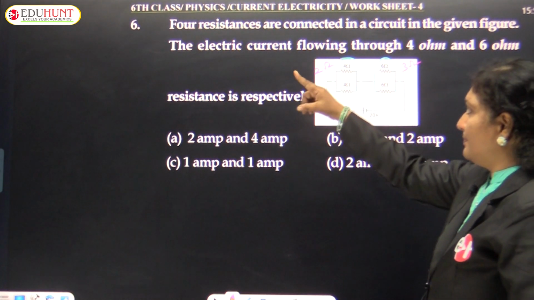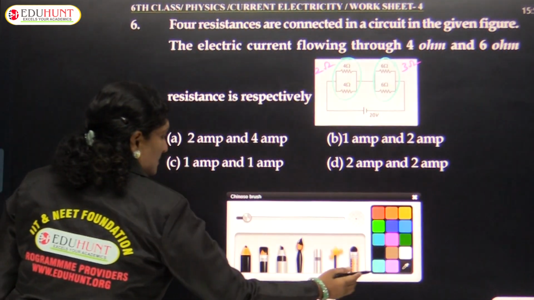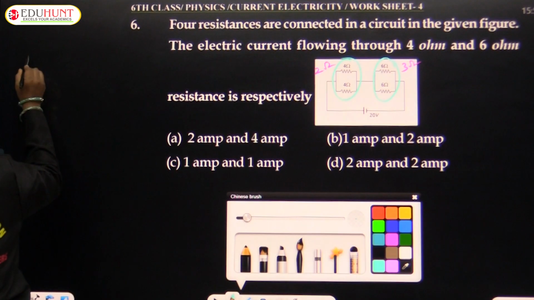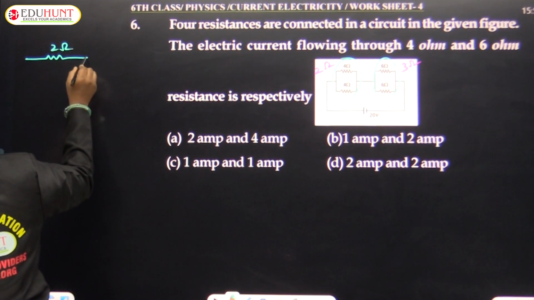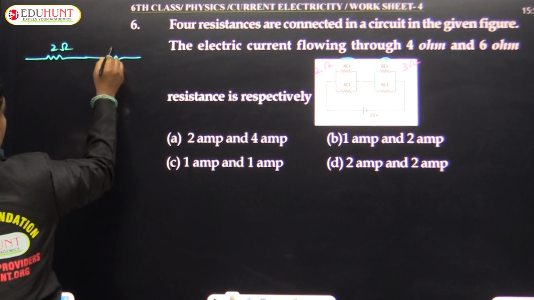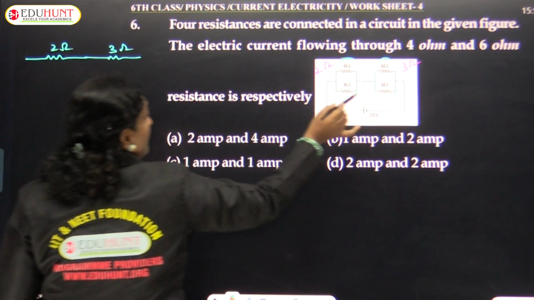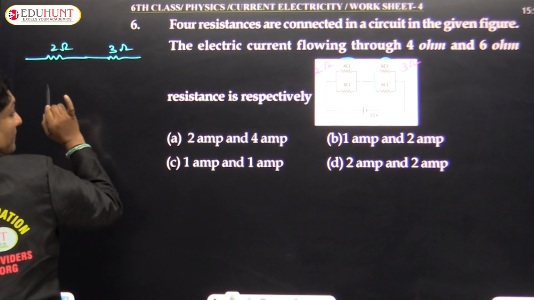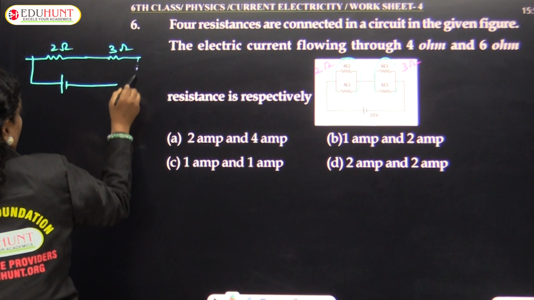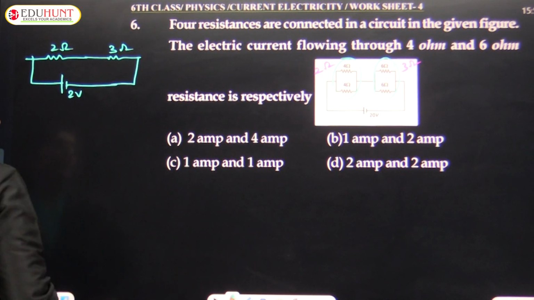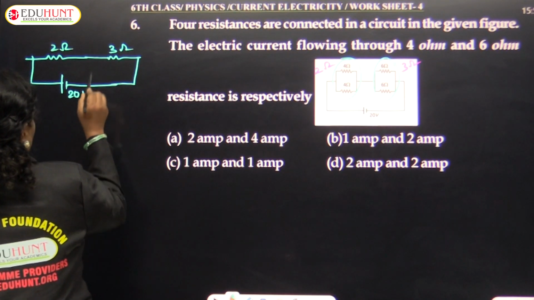So, let me plot the circuit diagram for this. What is the circuit diagram, children? Here we go with the upper part. After simplifying, how much did you get? 2 ohms. Here also 6 by 2 we have 3 ohm. So this total resultant 2 ohm I dropped. This total resultant 3 ohm I dropped. Bottom, it is connected to a battery supplying 20 volts. How much? 20 volts battery.